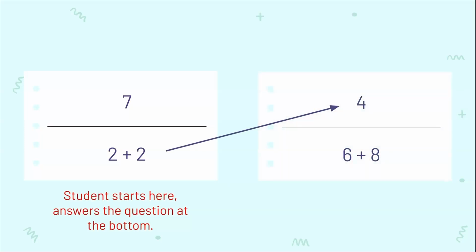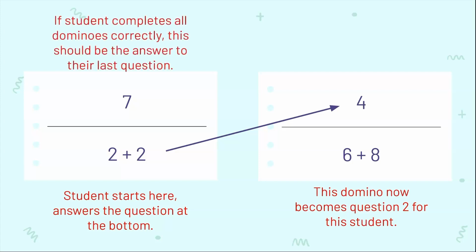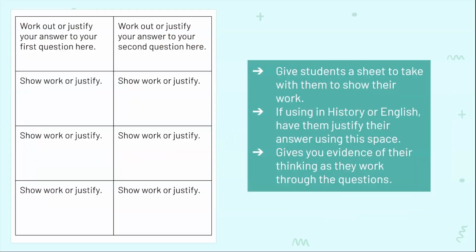When they find that answer, that domino now becomes question 2, and they will work to answer that question, look for the answer at the top of yet another domino, and continue in this way until they get back to where they started. If they work all of the problems correctly and answer them with the correct answer, they will end up back at their first domino, which will have the answer to their very last question.